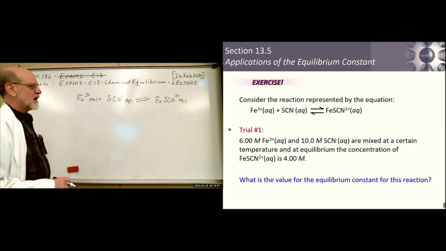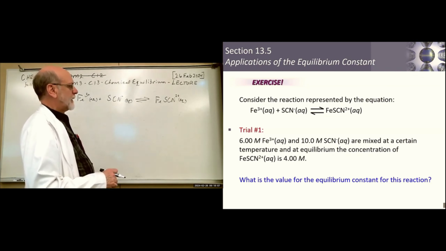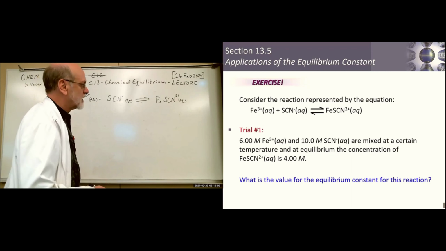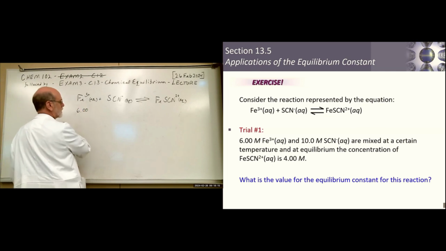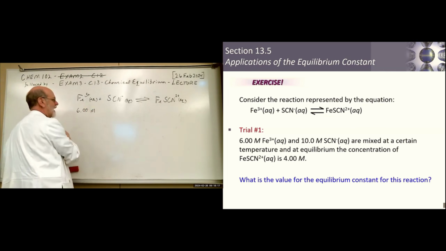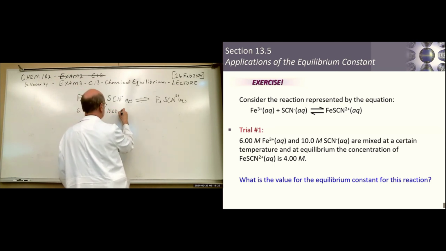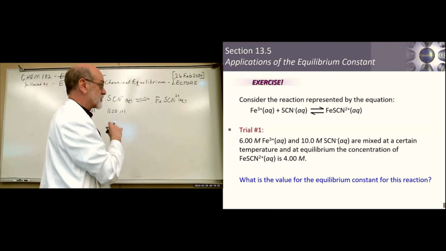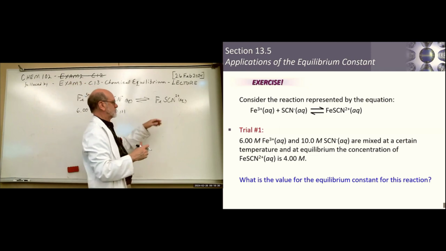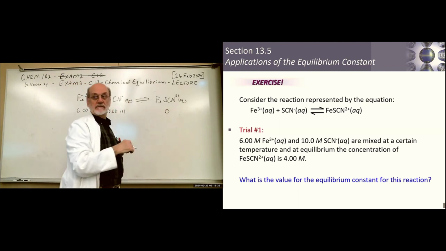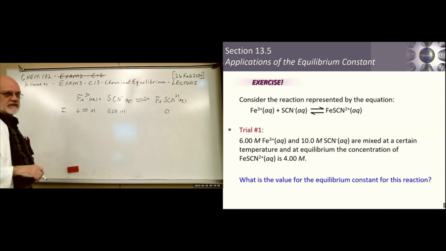Okay, suppose we are given an initial concentration of 6 molar in iron 3 plus and 10 molar in thiocyanate. That's our starting position. So if this is our starting position, how much of this one do we have? 0. Right? That's the beginning. This is known as the initial starting position.